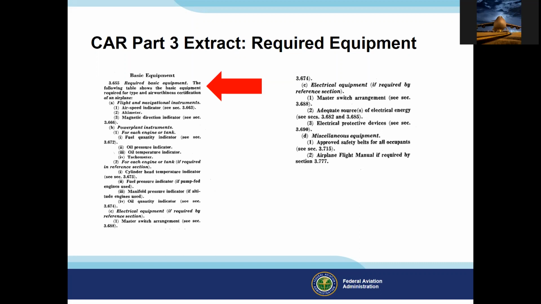Yes, it may not comply with the TCDS, but that's why you get a special flight permit. But it is your job as a mechanic to make sure it is safe for the intended flight. Next slide.